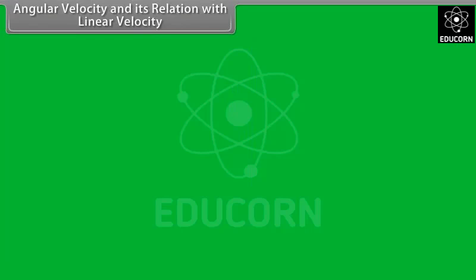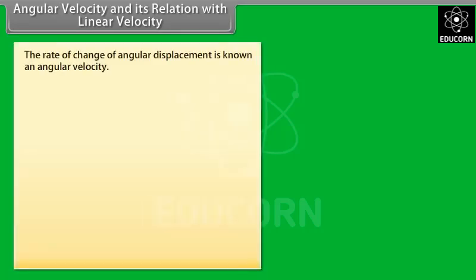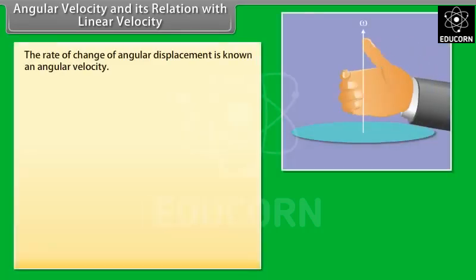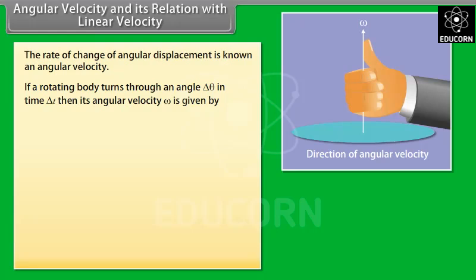Angular velocity and its relation with linear velocity. The rate of change of angular displacement is known as angular velocity. If a rotating body turns through an angle delta theta in time delta t, then its angular velocity omega is given by omega equals limit delta t tends to 0 of delta theta upon delta t, which is equal to d theta by dt.